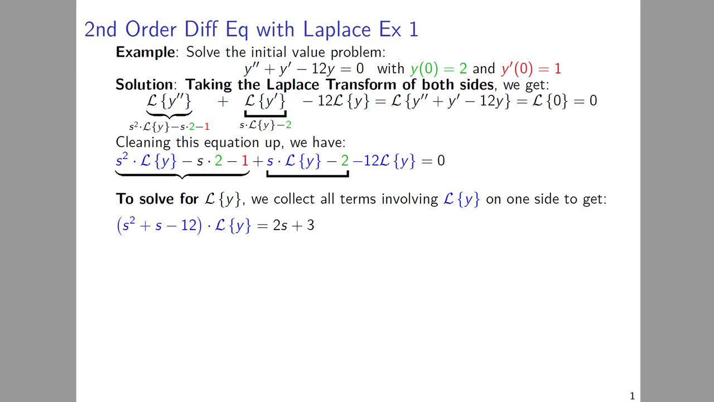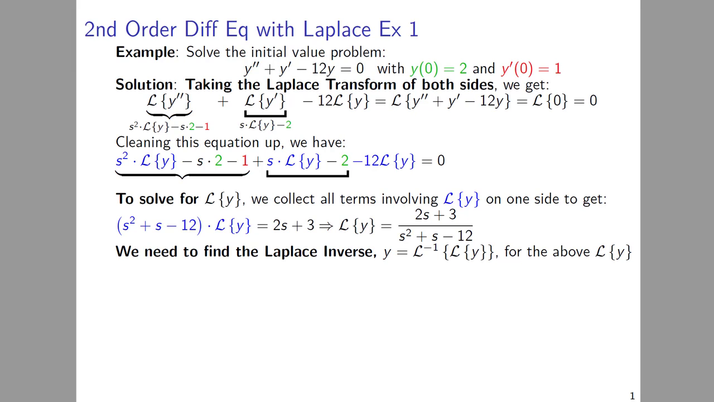It's worth noting here that s squared plus s minus 12 is the same as the characteristic equation that we would get if we solved this differential equation using our previous methods. The last step in finding the Laplace transform of y is to divide by s squared plus s minus 12 on both sides, giving us that the Laplace transform of y is 2s plus 3 over s squared plus s minus 12.